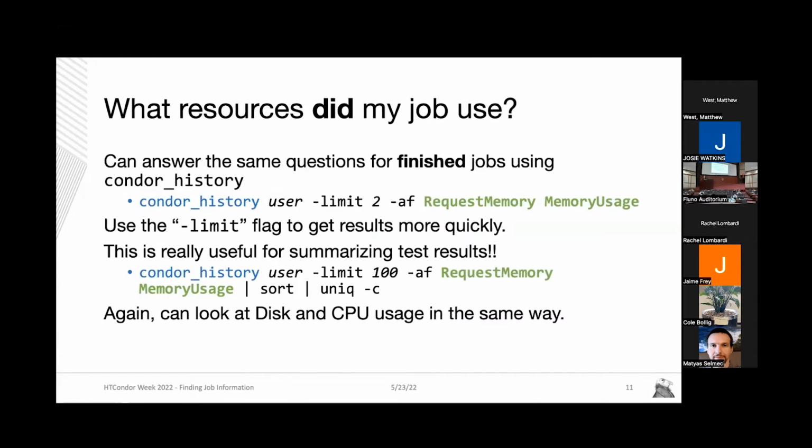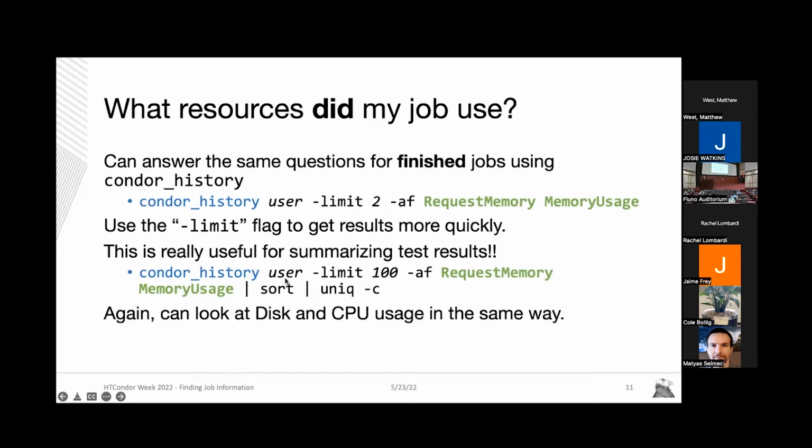What about jobs that have finished and are no longer in the queue? Same thing, just condor_history instead of condor_q. So we're using condor_history. We're using the auto format flag with those attribute names. We'll also add these two options. With condor_history, you have to add your username. And we're also going to add this limit flag because otherwise it takes a very long time for the command to actually return. So we're going to run this command in a minute.